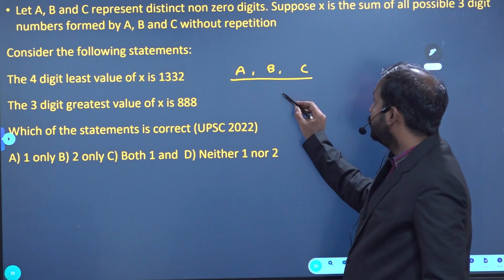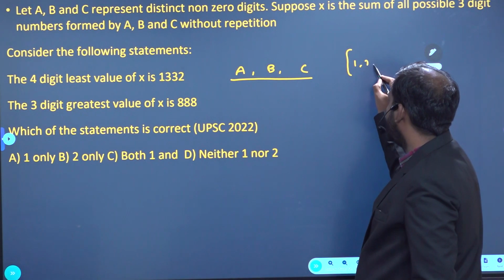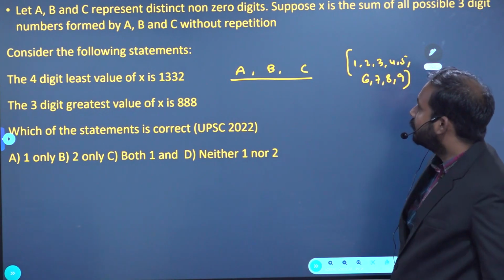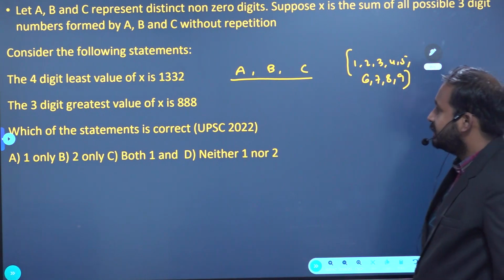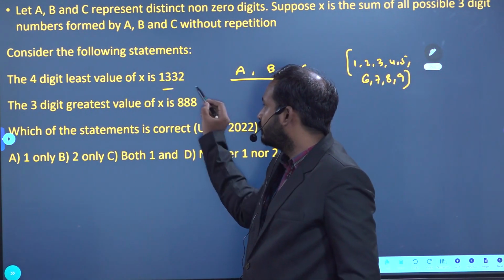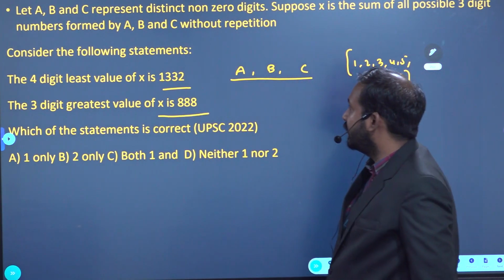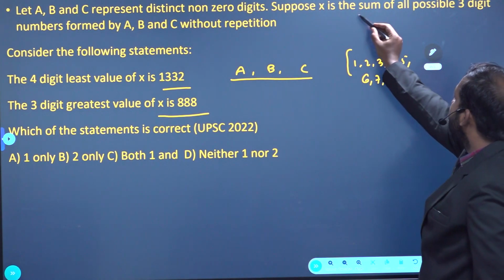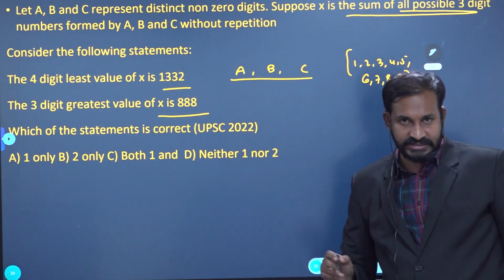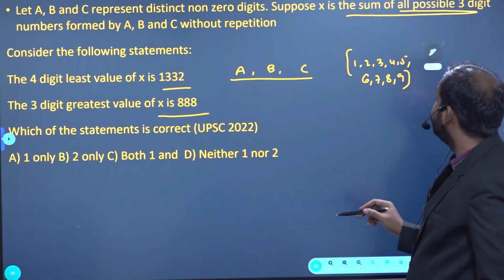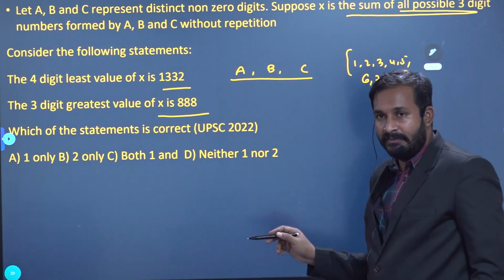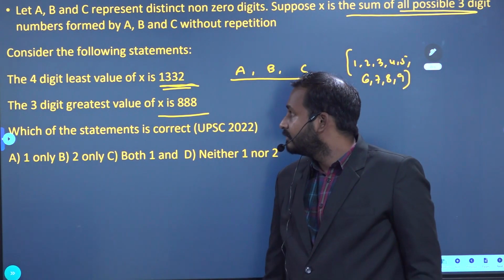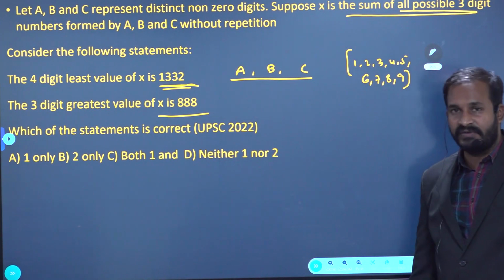See here students, what are the possible values of A, B, C I can take? 1, 2, 3, 4, 5, 6, 7, 8 and 9. Now, the 4-digit least value of X is 1332. The 3-digit greatest value of X is 888. Which of the following statements is correct? What they are telling us is, X is the sum of all the possible 3-digit numbers formed by A, B, C. Now tell me, what is the least value and what is the highest value which we can take in general?